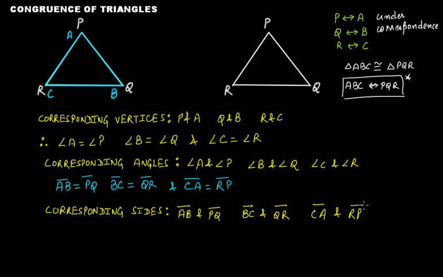These are the corresponding sides. Corresponding vertices, corresponding angles, corresponding sides of two congruent triangles, that is triangle ABC is congruent to triangle PQR under correspondence ABC to PQR. It means that P falls on A, Q falls on B, R falls on C, which we got from here. Now, let's discuss the importance of this correspondence.